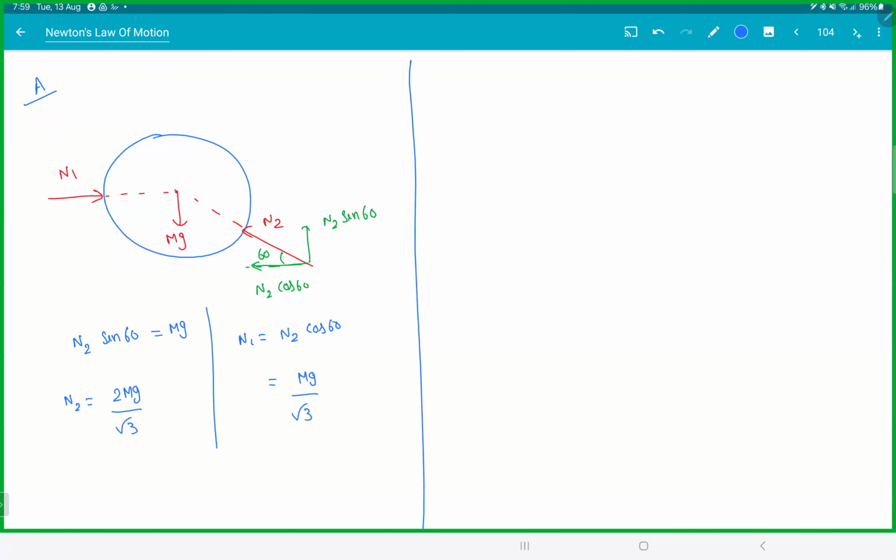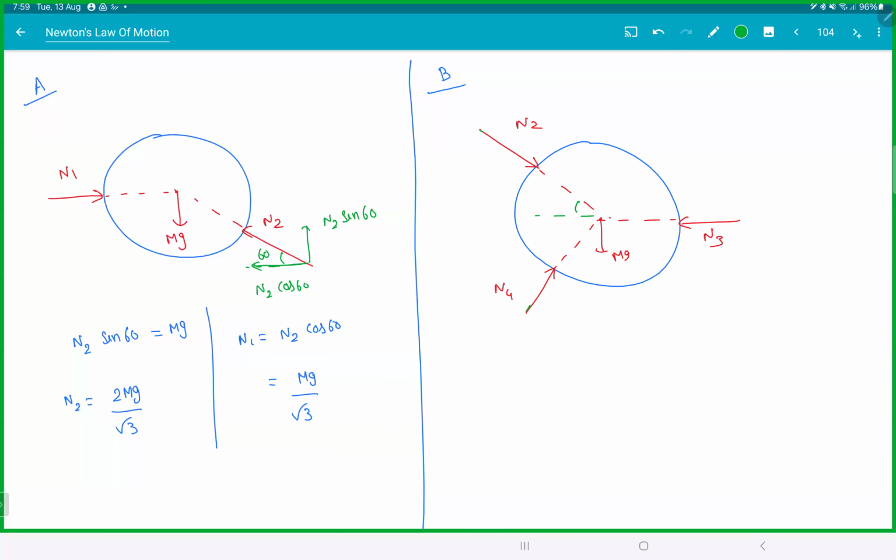Now I can take only B ka FBD, or I can take A and B ka FBD. So we'll take B ka FBD. It is lengthy, but this would be your N2. This would be your N3. This would be your N4. And this would be your mg. And we clearly see this is 60. This is 60. This is 60. So this component is N4 cos 60, N4 sin 60. This is what I told you in vectors. Resolution of thing is important.